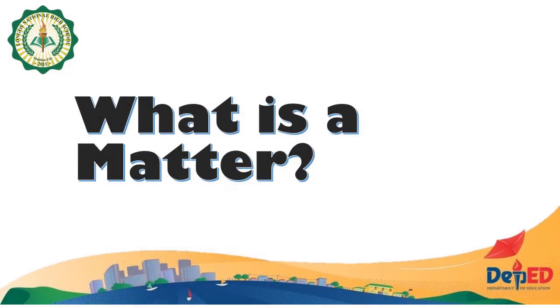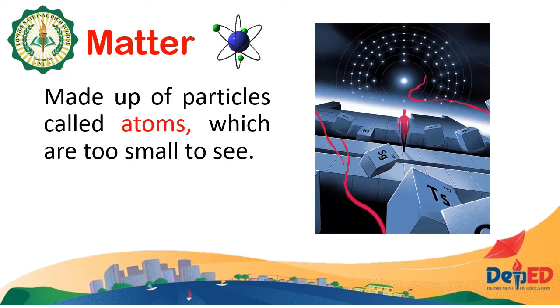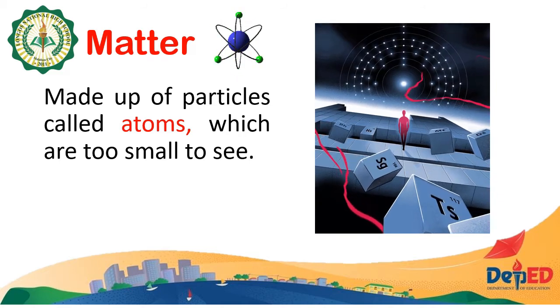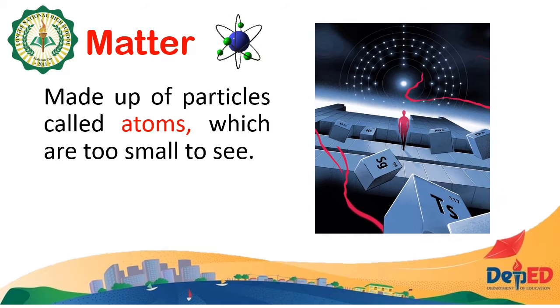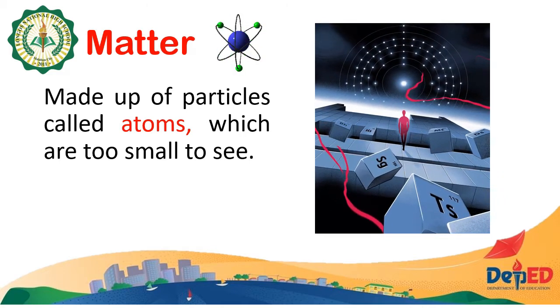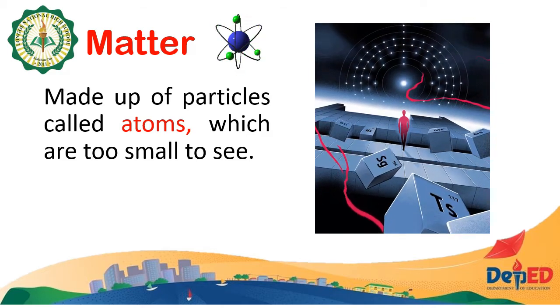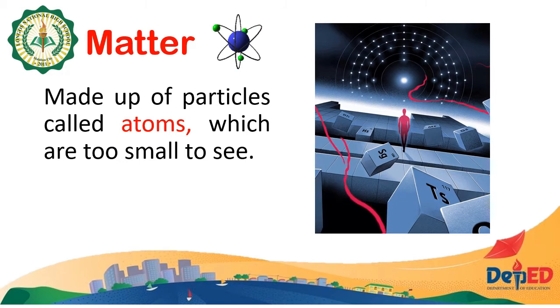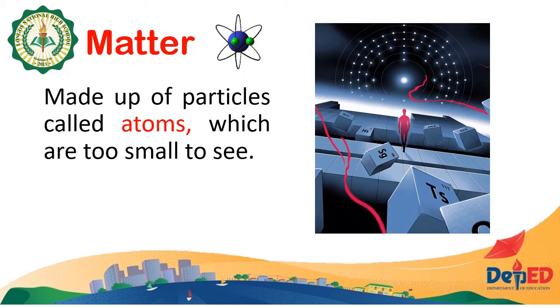Define what is matter. Matter is made up of particles called atoms, which are too small to see. If you observe your periodic table, you will see the different types of atoms in their corresponding elements. You will also observe that there is an atomic mass, atomic number, and their symbols and names.